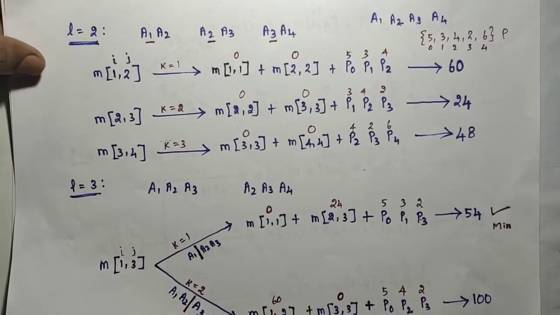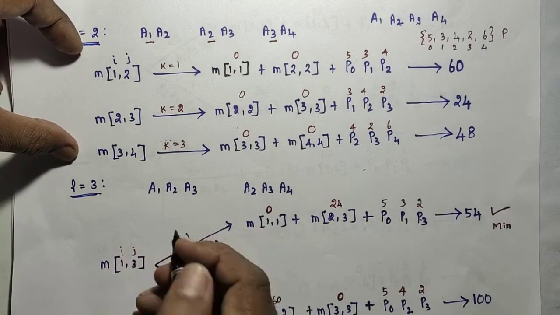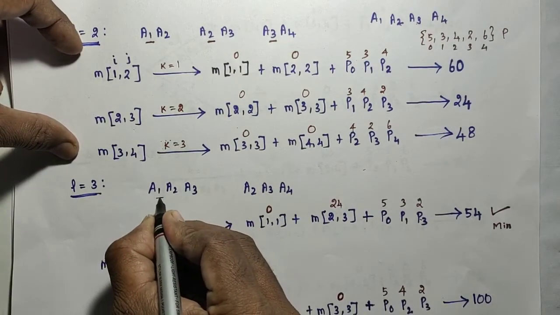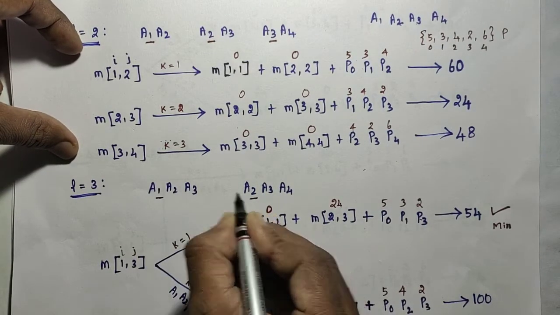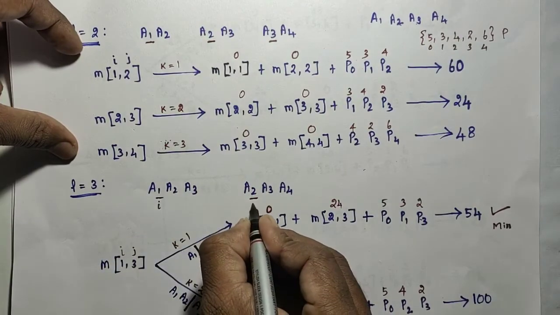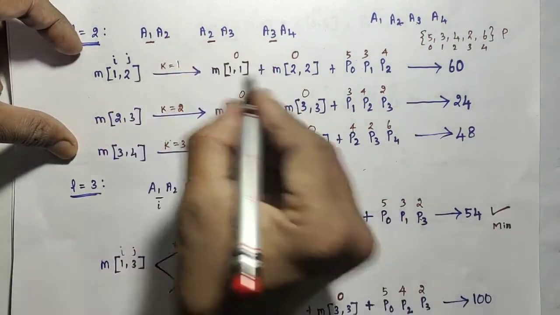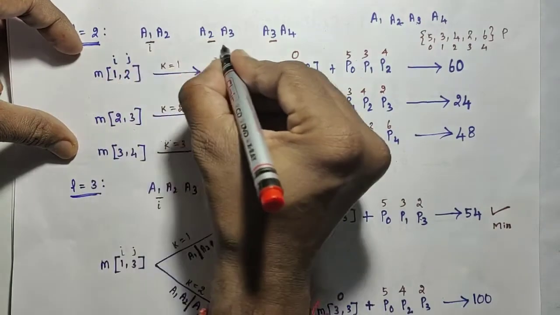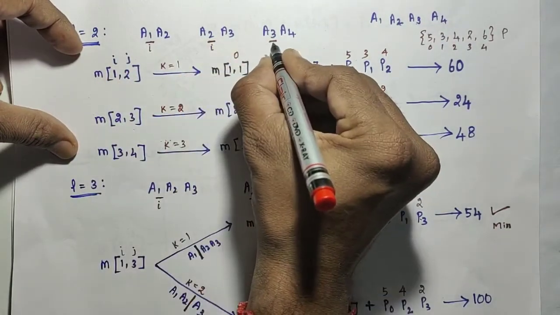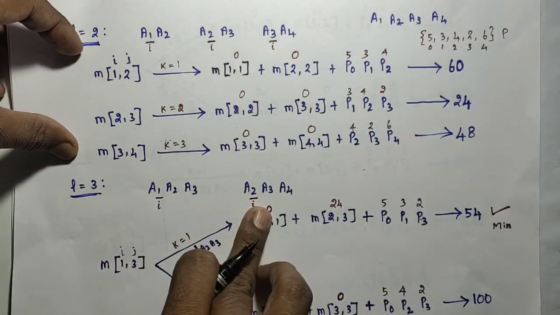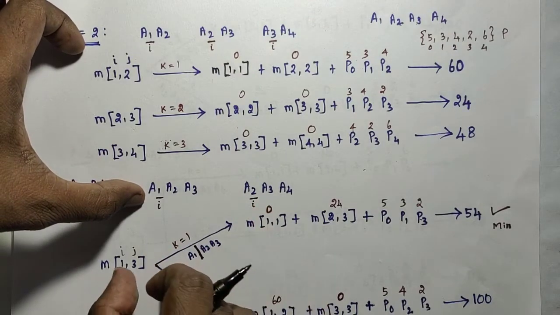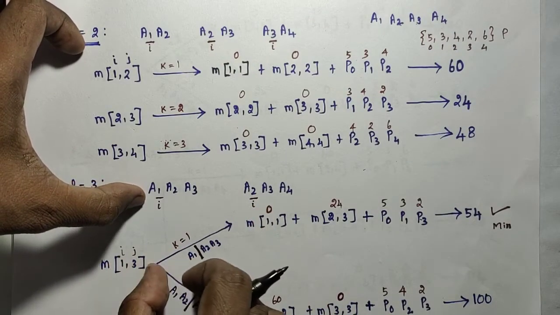Similarly, for length equal to 3, we need to execute only for i equal to 1 and i equal to 2. So this is the i value. We need to be clear on these i values: how many i values? Only 2 i values. And the corresponding j value we can easily determine.